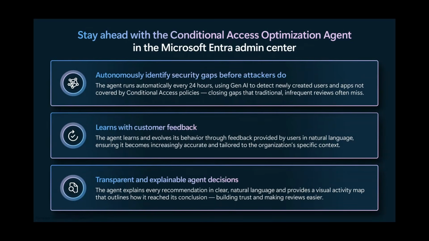So we just covered this first one. What does that agent actually do? It autonomously identifies security gaps before attackers do. The first example is a new user is missing coverage from critical policies. It does the same for applications and agent IDs. It also looks to see if you have any conditional access policies unintentionally causing impact to your end users and their ability to sign in.